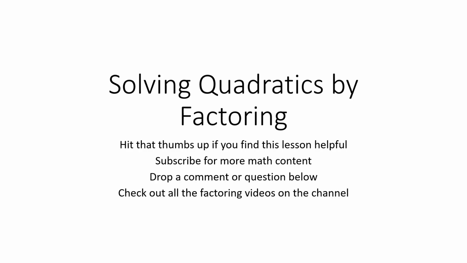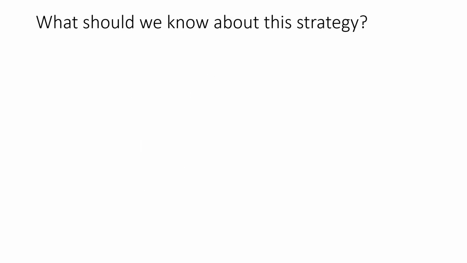So what should we know about this strategy? We're going back to quadratic equations at this point. That means instead of just an expression, we have something with an equal sign in it. And we're interested in solving these equations by using factoring as a strategy. So we're looking for the value of the variable that will make the equation true.